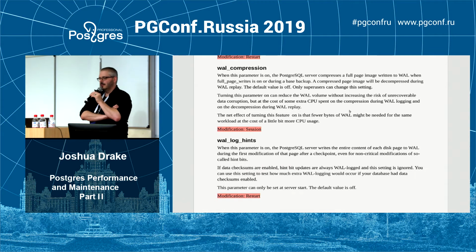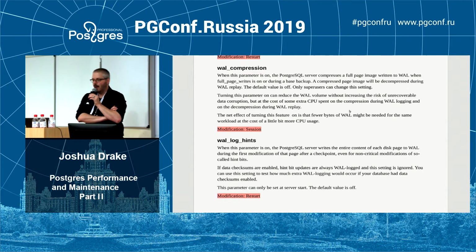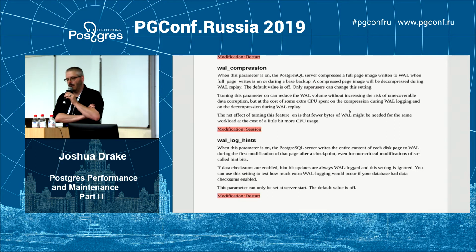wal_compression. When this parameter is on, the PostgreSQL server compresses a full page image written to WAL when full_page_writes is on or during a base backup. A compressed page image will be decompressed during WAL replay. The default value is off. Only superusers can change this setting. Turning this parameter on can reduce WAL volume without increasing the risk of unrecoverable data corruption, but at the cost of some extra CPU spent on compression during WAL logging and on the decompression during WAL replay.